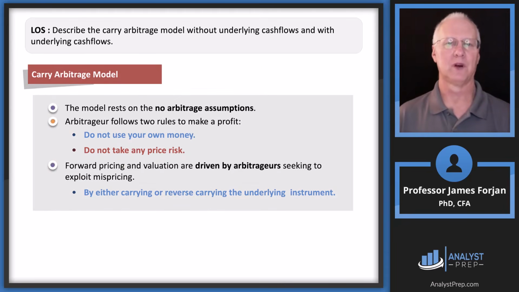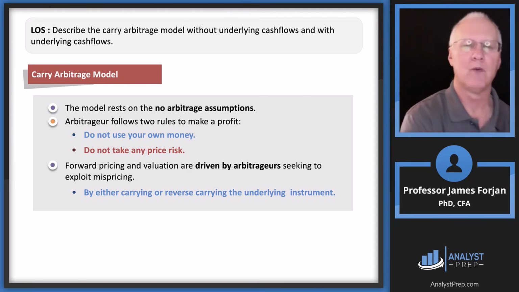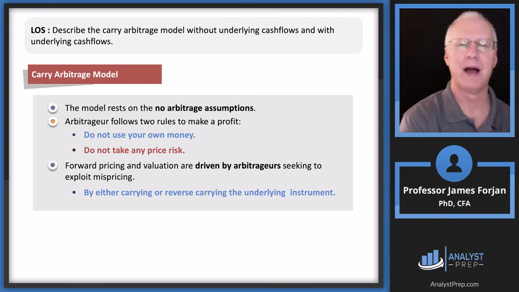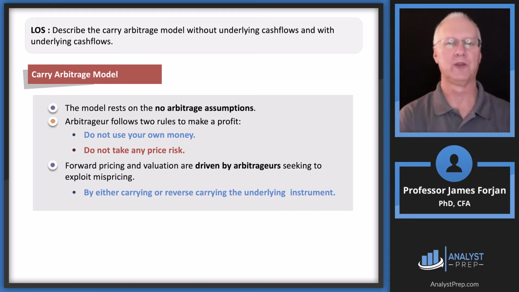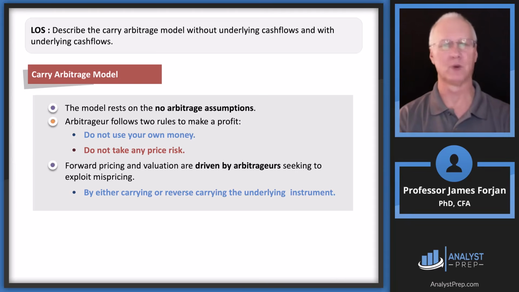So let's go ahead and start with this carry arbitrage model. To do that, I want you to just think about a simple example. Let's suppose that I have a used car. Out in my garage is a 5-year-old Honda CR-V, and its Kelley Blue Book value is $20,000. So there's the spot price. I could sell that to my neighbors or anybody else in the secondary market for $20,000.